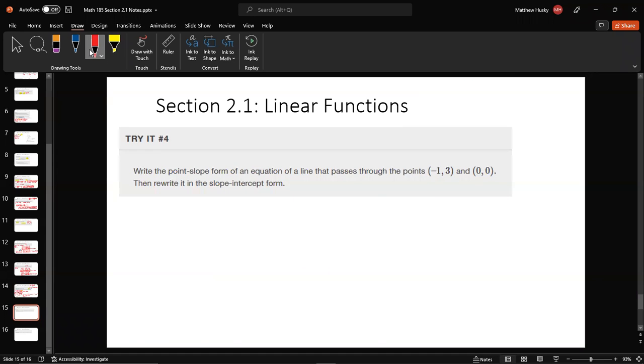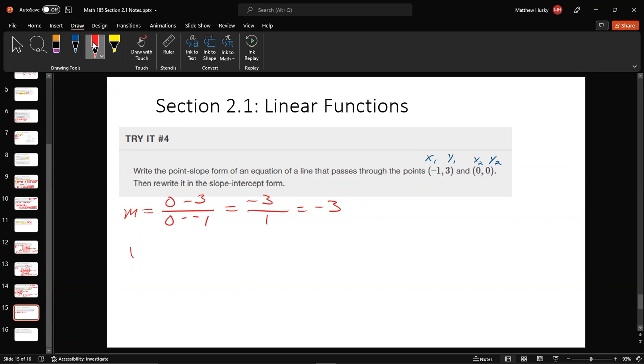What do we have here? Okay. Write the point slope form of the equation that passes through those points: -1, 3 and 0, 0. All right, well, what is this? This is x1, y1. This is x2, y2. We shall find our slope. 0 minus 3 all over 0 minus -1. 0 minus 3 is -3. 0 minus -1 is the number 1. And if you divide that, you get -3.